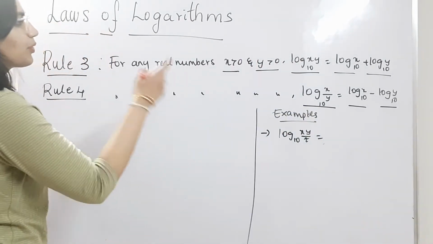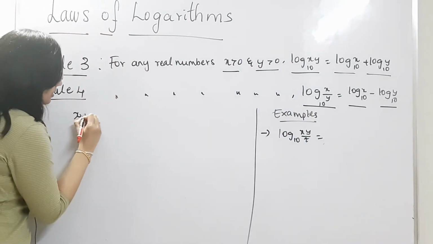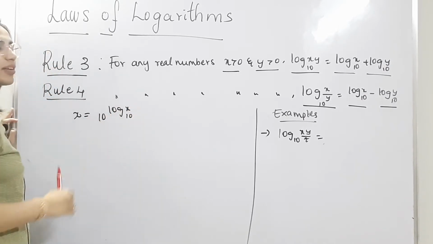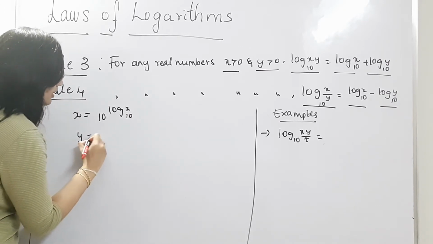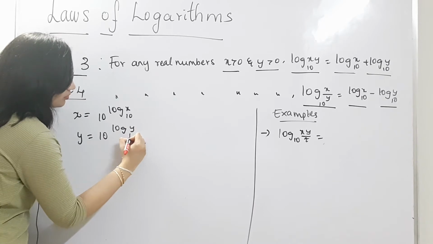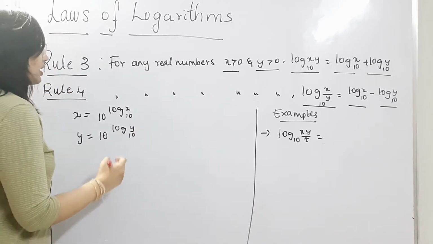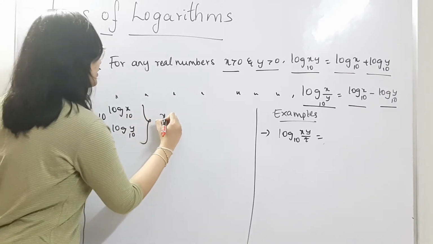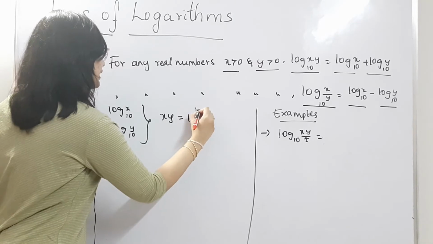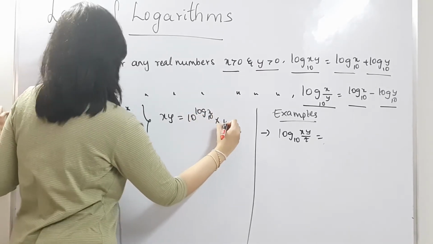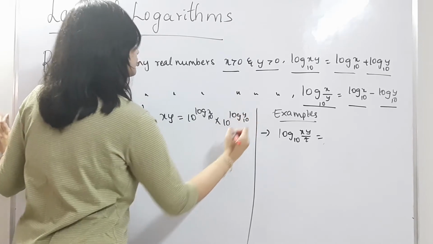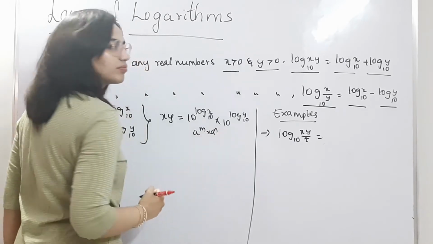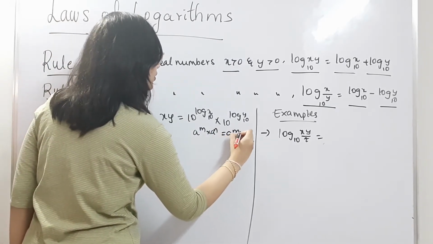Now, how to prove the first one? Let's assume that x is 10 to the power of log x to the base 10. Can we write this using rule 2? And can we not write y also like this? Right. So, I want to multiply these two. What will happen if we multiply these two? We'll get xy is equal to 10 to the power of log x to the base 10 into 10 to the power of log y to the base 10. Right? And what is this? a to the power of m into a to the power of n, using laws of exponents, gives a to the power of m plus n.